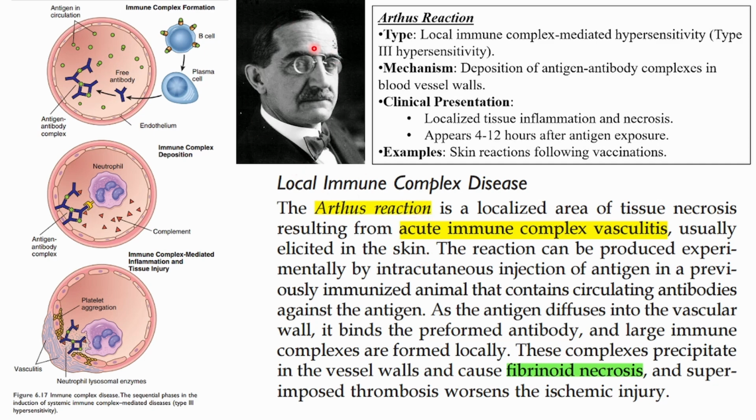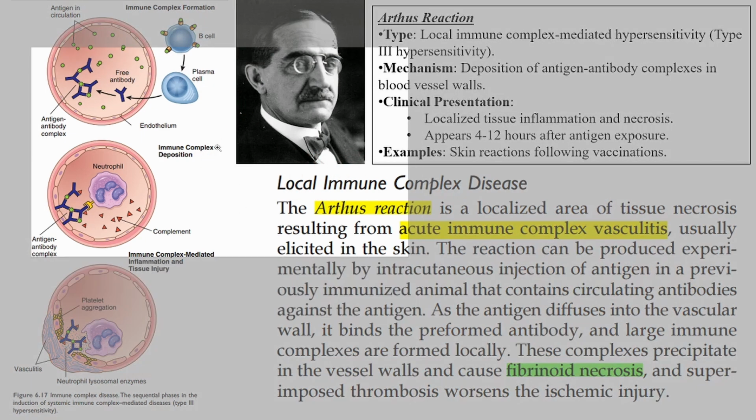So first of all, who is this guy? His name is Arthus, and actually his full name is Maurice Arthus. He was the first who described this phenomenon in 1903. So what happened was, Arthus noticed that when an animal was previously sensitized to an antigen, what does it mean? It means it had pre-existing antibodies. Let's suppose anything. So if it had pre-existing antibodies, then injecting the same antigen into the skin of that animal resulted in a severe localized inflammatory reaction.